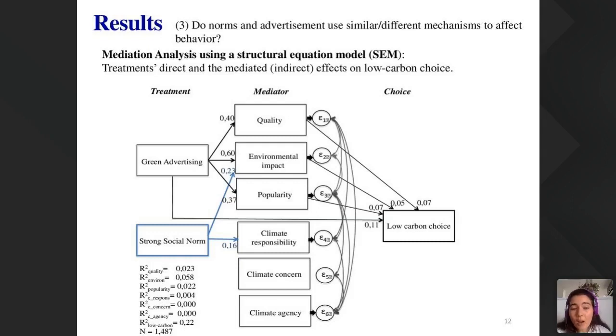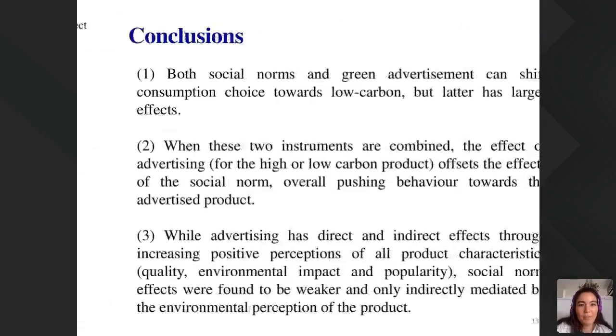Strong social norm only had effects on the environmental impact perception of the product and on climate responsibility. But for example, climate responsibility didn't have an effect on low carbon choice. So the take home message from this image would be, we see advertising works through three channels and affects low carbon choice directly, while the strong social norm is only mediated by one variable and has no direct effect on low carbon choice. And this explains why we see advertising is so efficient. And we also see it doesn't come through more perceptions of climate, but only through the product perception.